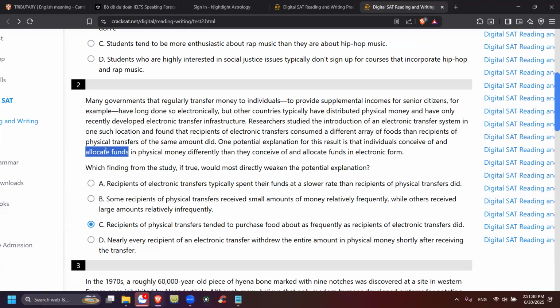I think the main word here is not different, but it's conceive of and allocate funds. It's the action that they do. It's the action of conceiving of and allocating funds that matters here. And in D it talks about withdrawal, so it's like allocate funds and also conceive of, I think.